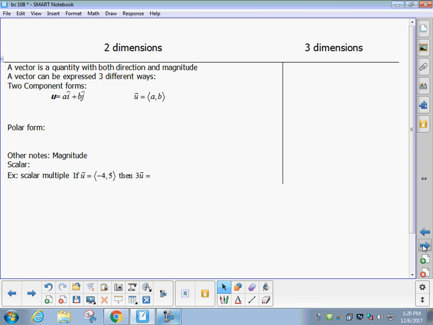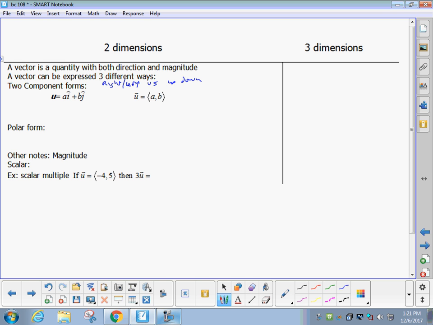Some of it is vocabulary. A vector is a quantity with both direction and magnitude. Too bad I didn't show the video, I don't have time. A vector can be expressed 3 different ways. There's actually 2 component forms. Both consider right-left movement versus up and down movement, where right-left comes first, just like x and y in a coordinate plane. X comes first, y comes second.